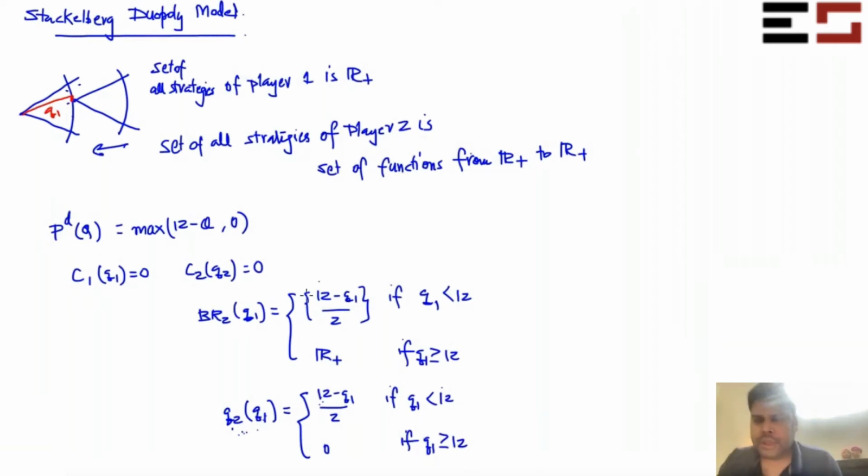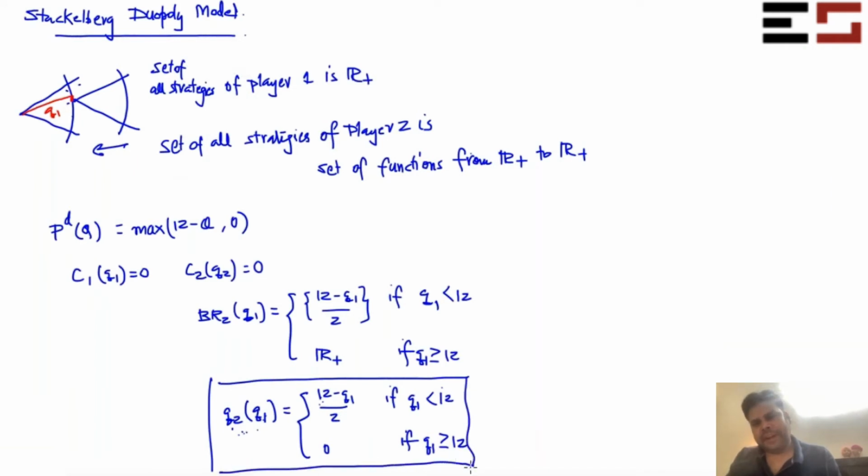Okay, so now we have already solved this game from player 2's perspective. Basically we have solved this game everywhere here, at all these points. Now we're going to solve this big game.